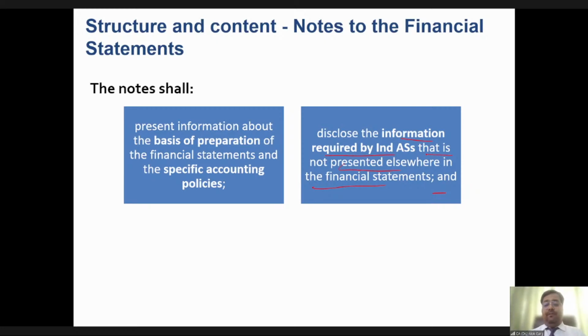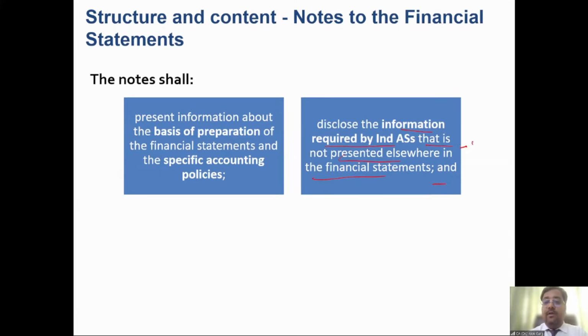Those information could be, for example, related party transactions disclosure, actuarial disclosure, segment information, contingent liability disclosure. So these kinds of disclosures are required by the specific Indian accounting standard, and these disclosures have not been presented in the balance sheet, P&L, SOCE, and notes and cash flow statement.